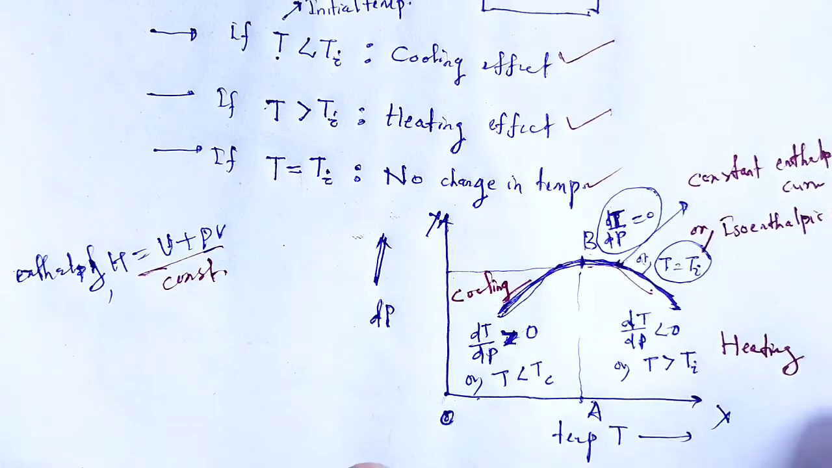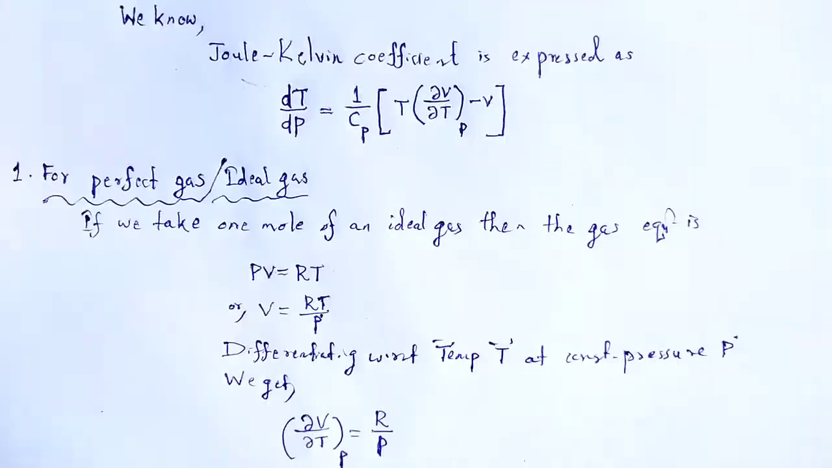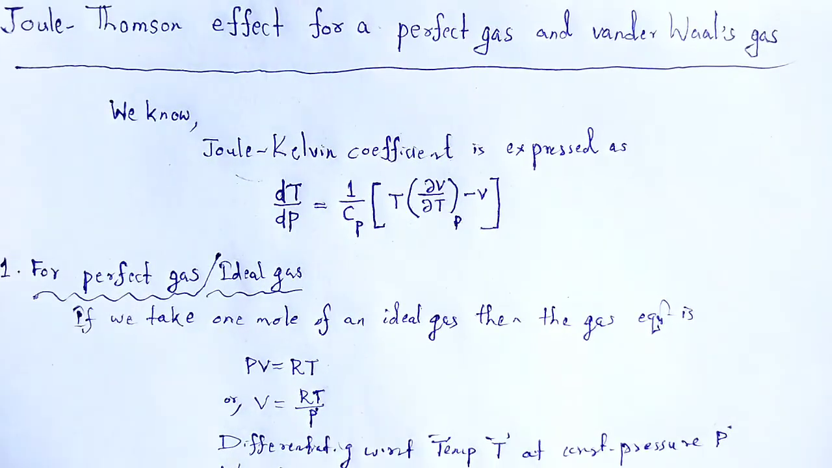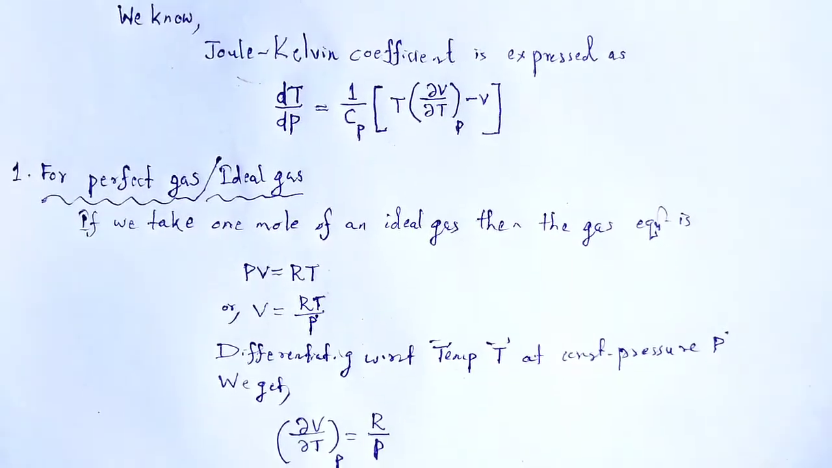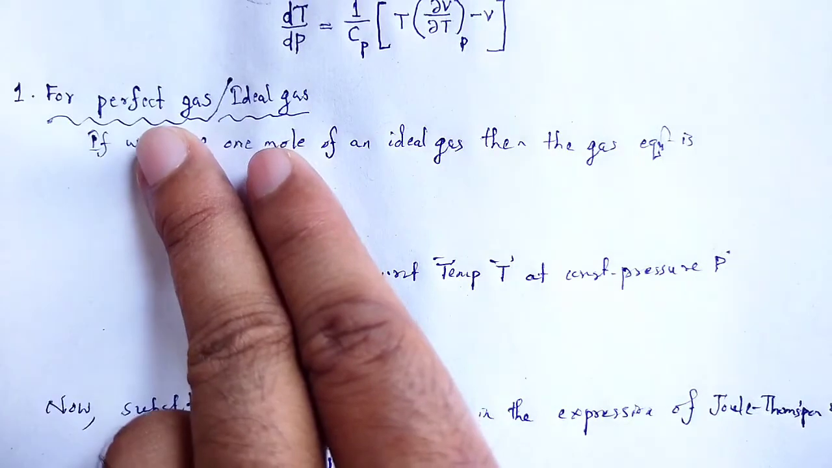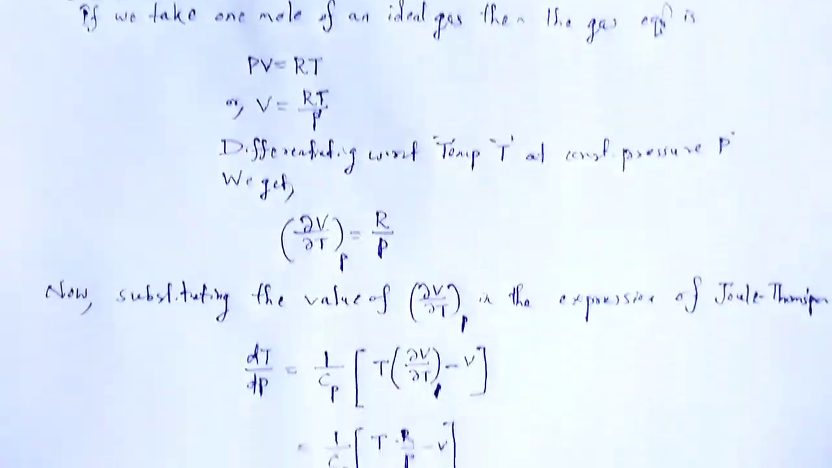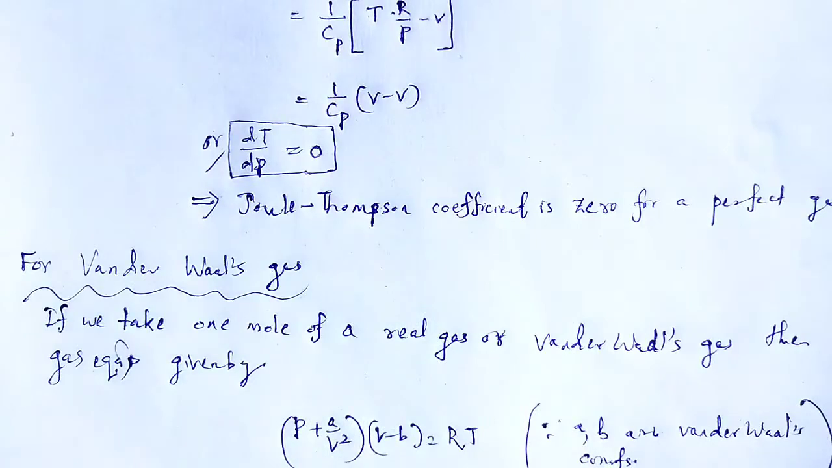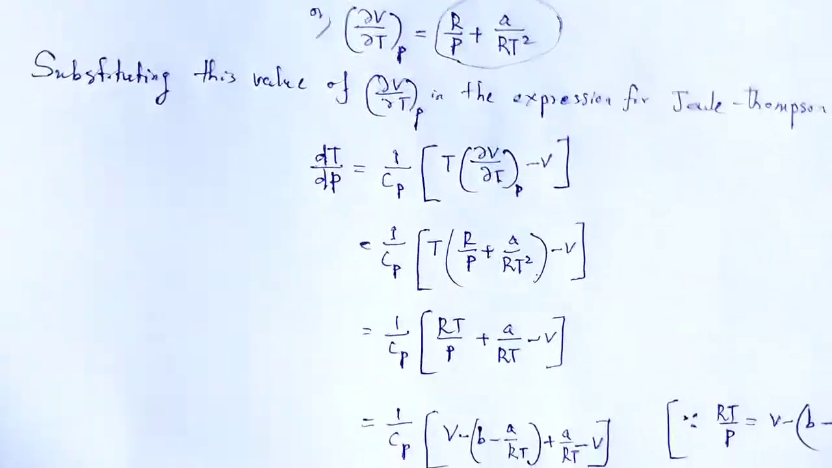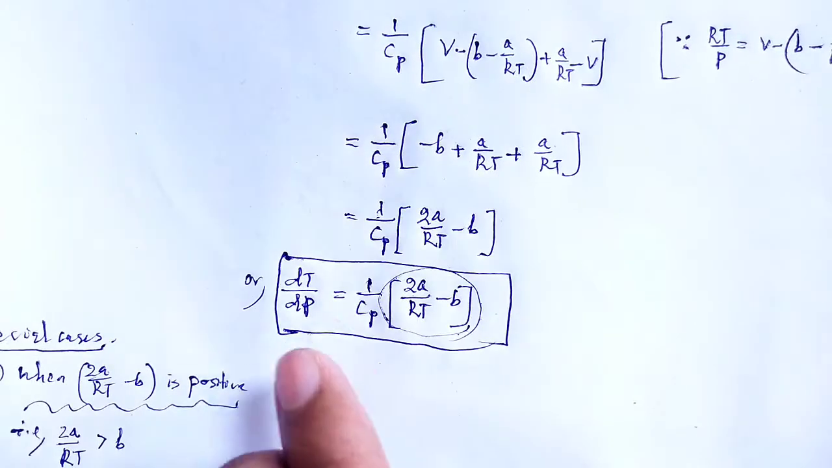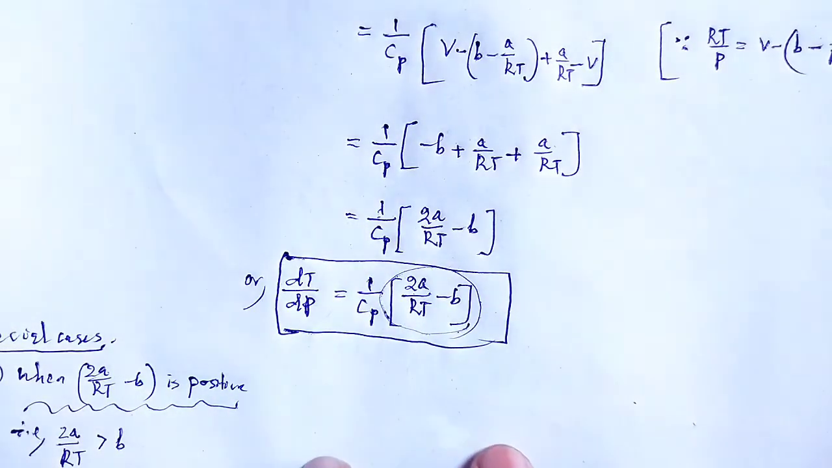So, with the help of this video lecture, we understand the Joule-Thompson effect for a perfect gas and Van der Waals gas. We take the reference equation as the Joule-Kelvin coefficient expression. By using that, we calculate the Joule-Thompson effect for a perfect gas or ideal gas. Here that will be 0, and for Van der Waals gas or real gas, this is the expression.